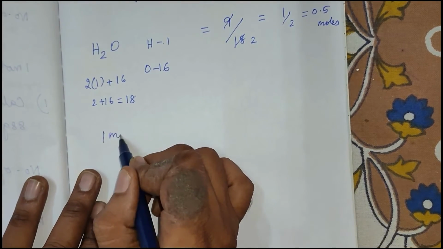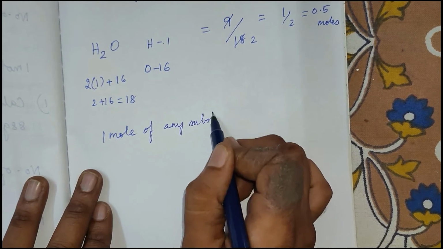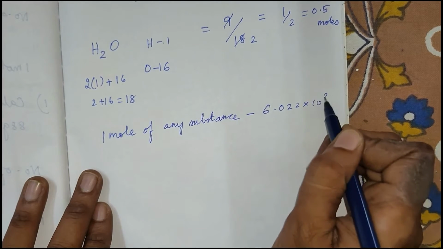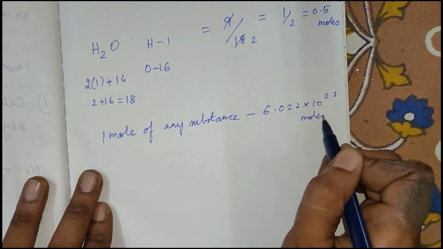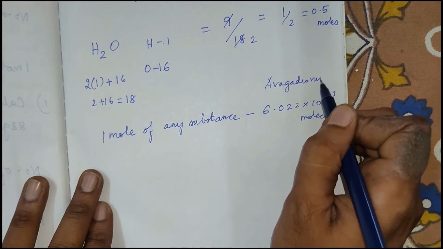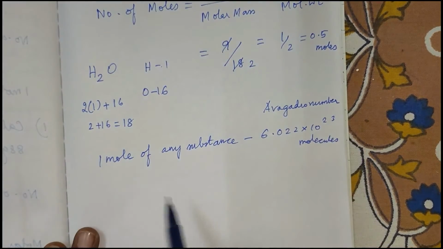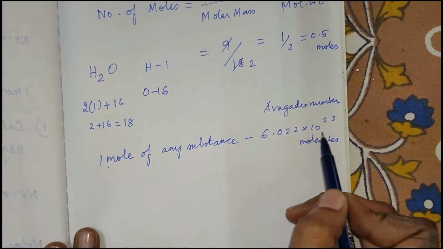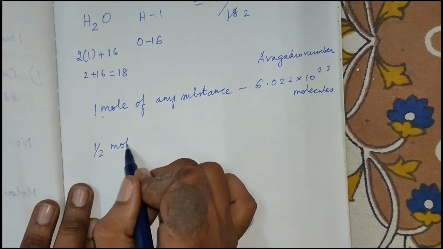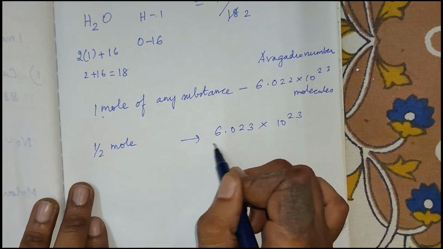Okay. 1 mole of any substance contains 6.022 × 10^23 molecules. So this is Avogadro number. Right? Now what is your answer? Your answer is 0.5 moles, which is half moles. So 1 mole of any substance contains 6.022 × 10^23 molecules, which means half mole will contain 6.022 × 10^23 divided by 2.